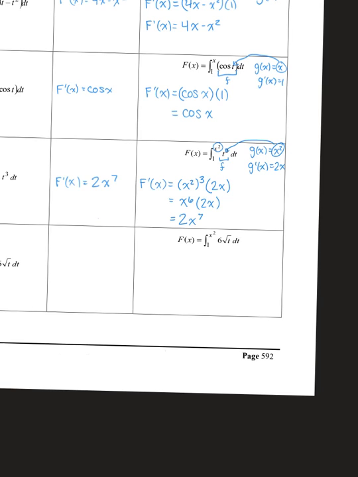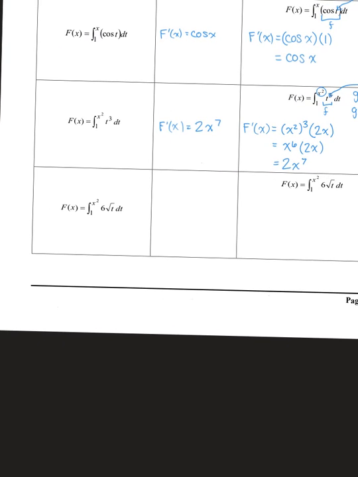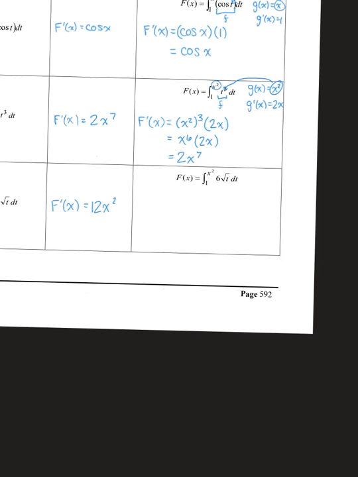Now, one thing to remember is that using the second fundamental theorem of calculus only works if you're trying to take the derivative of an integral, okay? Last but not least, from the previous page, we found that f prime of x is 12x squared. So we are going to prove that. Okay. So again, we can actually kick out this constant here. It's not really important.